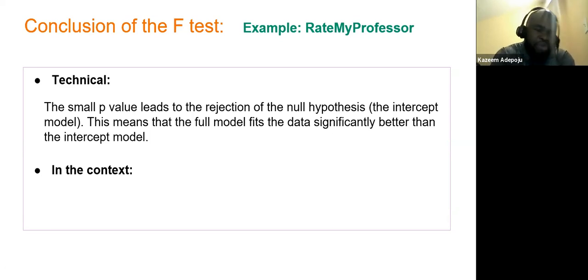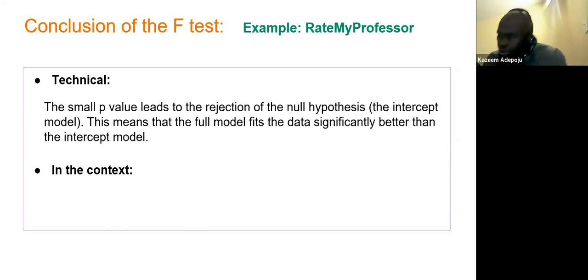But the question now is, how small is small? Of course, small in terms of you're going to compare your p-value with a given level of significance. We normally use two levels of significance, 5% and 1%, that is 0.05 and 0.01. But what we use most of the time is 0.05. So when the p-value is less than 0.05, then you're going to reject the null hypothesis.